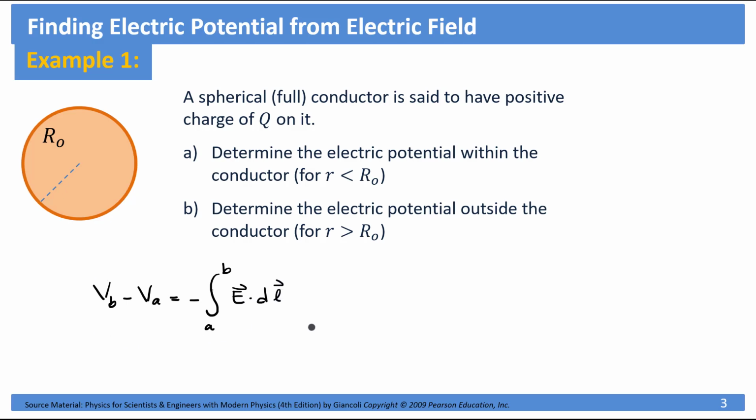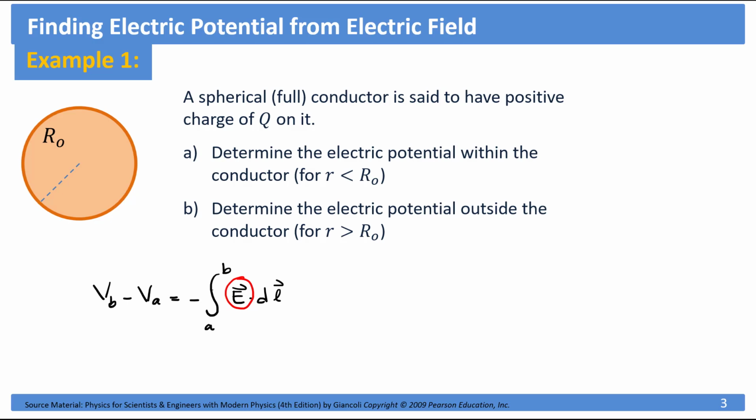Now, in order for me to be able to use this expression to calculate the electric potential inside and outside of this conductor, what I need to know is the electric field here. So how am I going to calculate this electric field? If you remember our discussions on Gauss's law, you already know the answer to the electric fields that we need to use here.